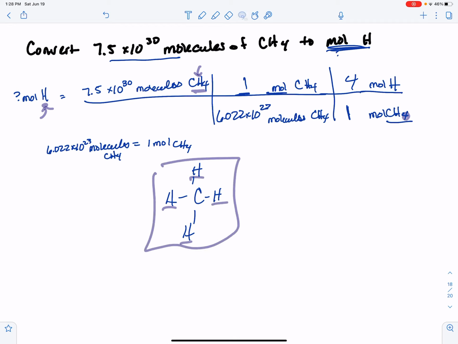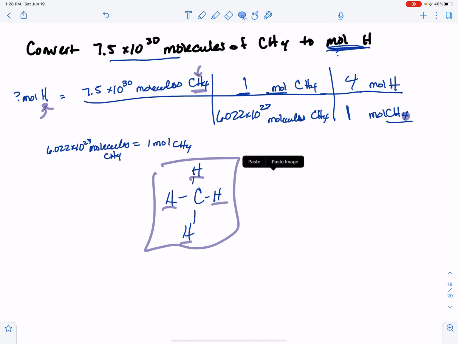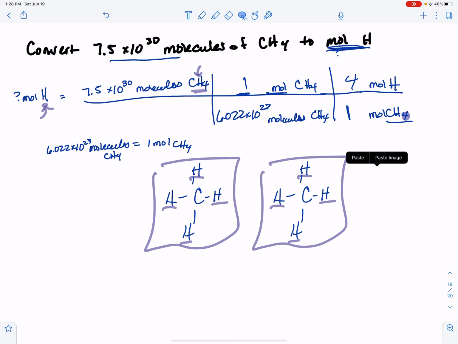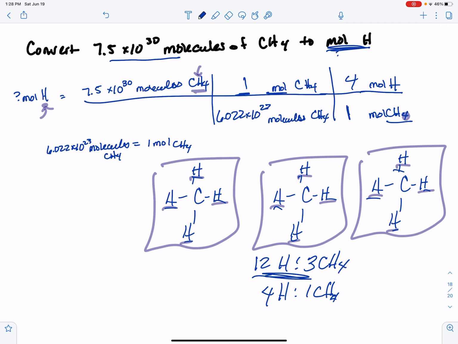Now, if you had a ton of them, the relationship would still be 1 to 4. Copy, paste. So like there's one there, and like here's another one here. So in this case, there's 1, 2, 3, 4, 5, 6, 7, 8, 9, 10, 11, 12. 12 hydrogens to a total of 3 CH4s. Notice that relationship is still 4 to 1. So let's just make the numbers easy for us. Don't use these numbers. There's too many numbers to put in. You don't want to have to put in 12 and 3 and put all that in your calculator.